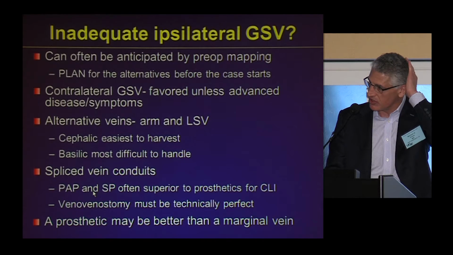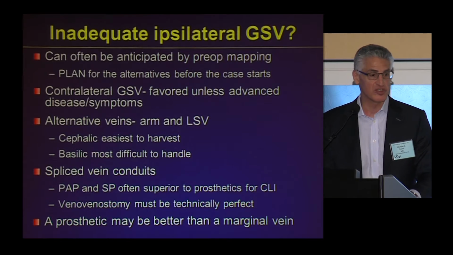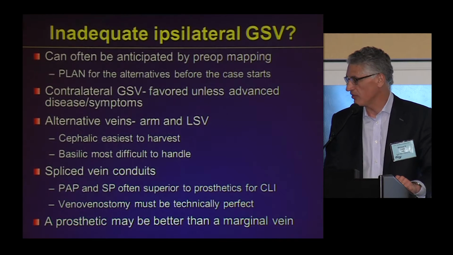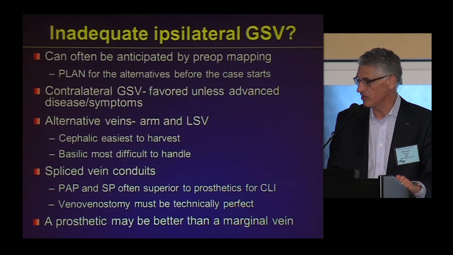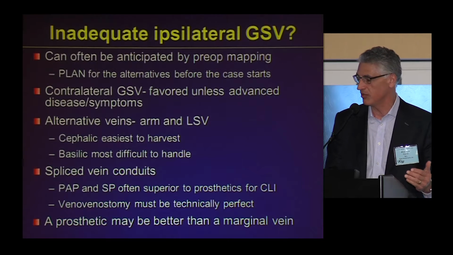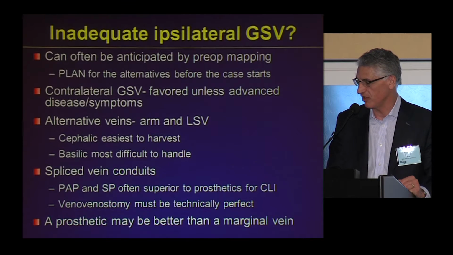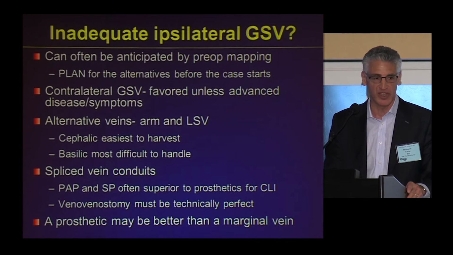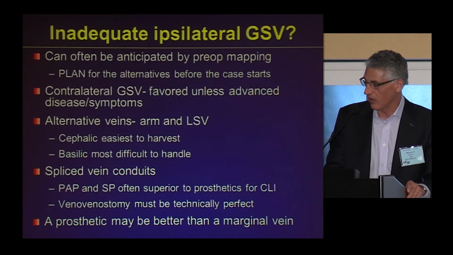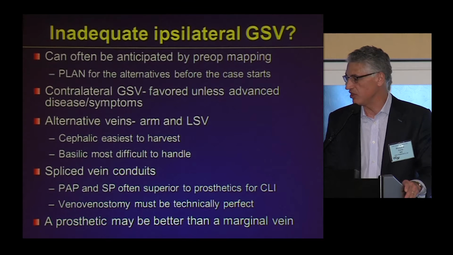What do you do if the patient doesn't have a good saphenous vein in that leg? First of all, don't be surprised, because you would have planned for this before you got there, or you would have looked with your ultrasound before you made the incision. So you should know what plan B is going to be before you start. In general, I favor using the contralateral saphenous vein, particularly the thigh vein, unless there's advanced disease in that leg. Of the alternative veins in the arm, the cephalic is the easiest to harvest, so that would be choice number 2.